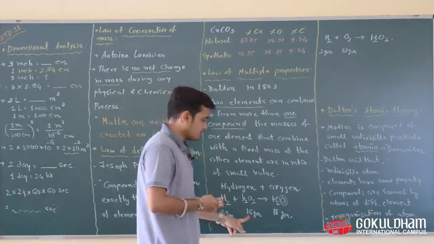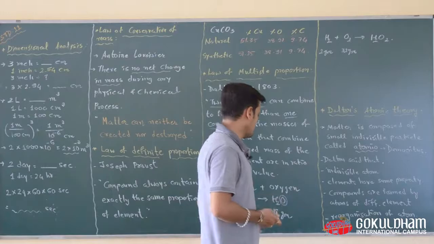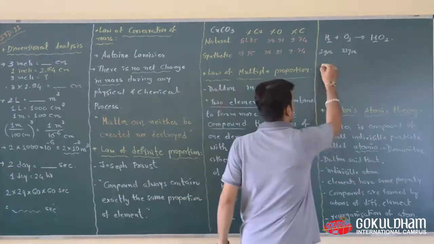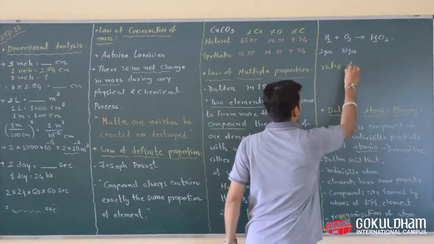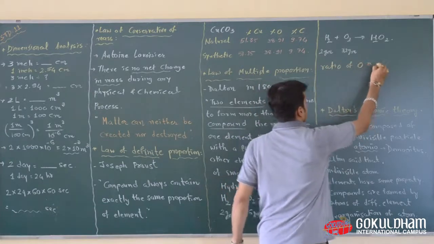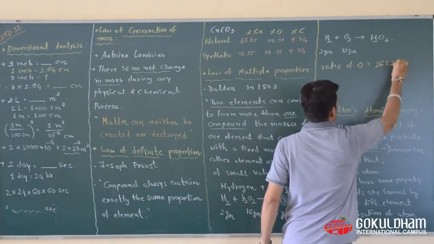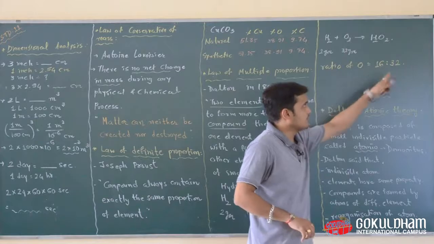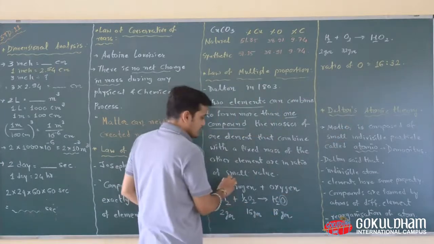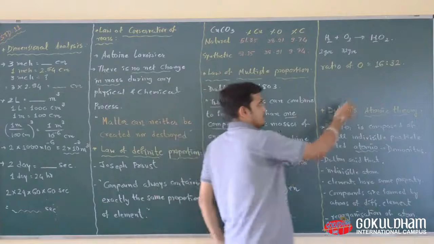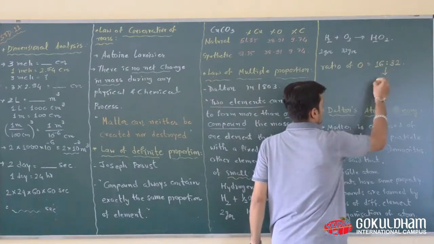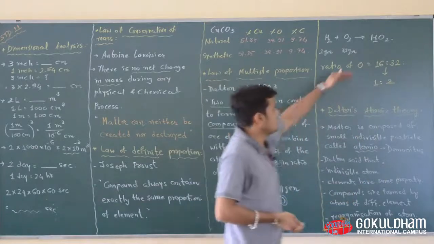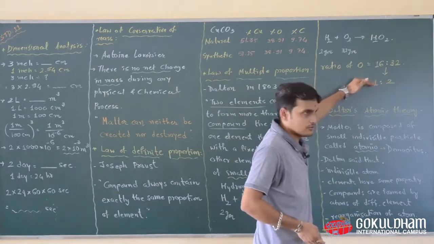Is combining with the third element, means this oxygen. So the ratio of oxygen, we can say that ratio of oxygen is equal to 16:32. 16:32 is also represented by the small value, and this 16:32 is also written as 1:2. So we convert this big value into the small value.